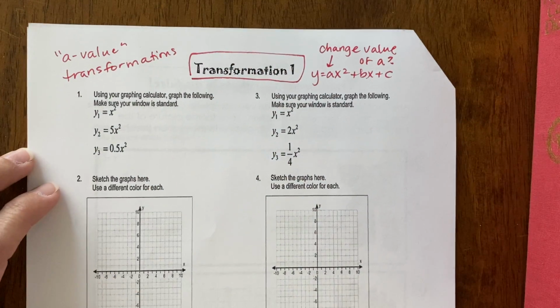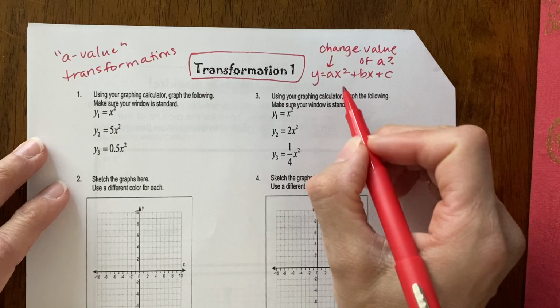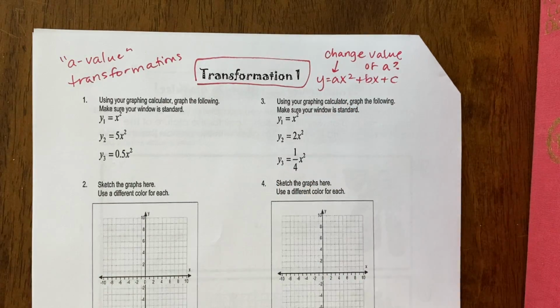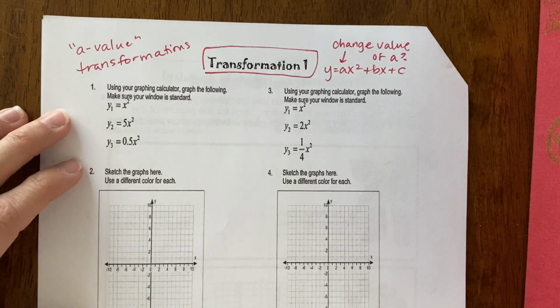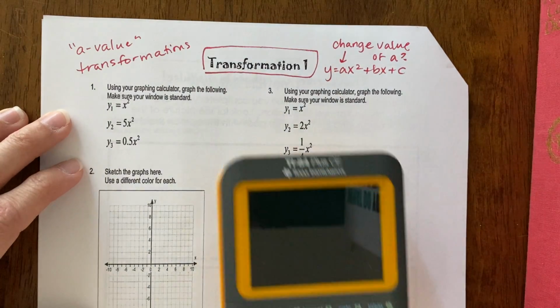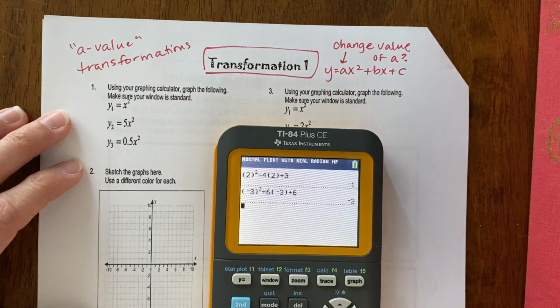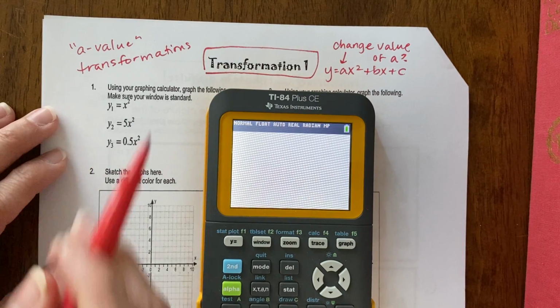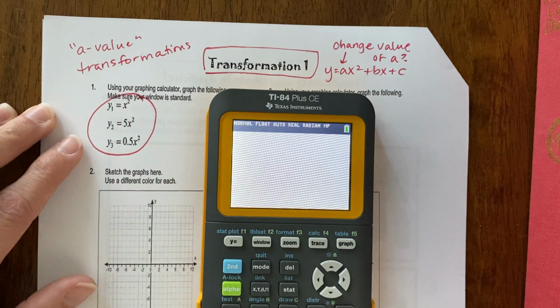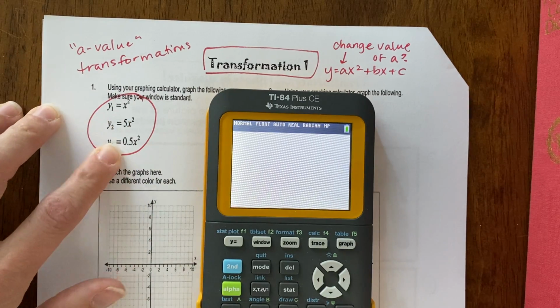So sometimes we can change it to make it a bigger number than 1 or something less than 1, like a decimal or a fraction, or we can make it negative. So we're going to look at those. And we did these as the transformer station, if you remember. So why don't we all get our calculators out here? And I want to take a look at y equals x squared, 5x squared, and 0.5x squared.